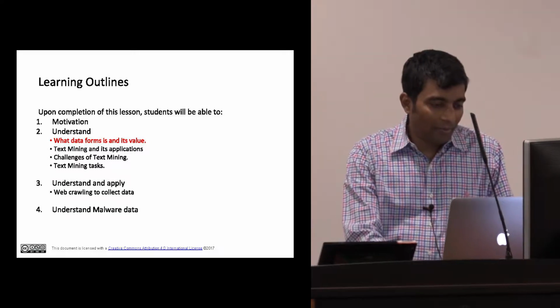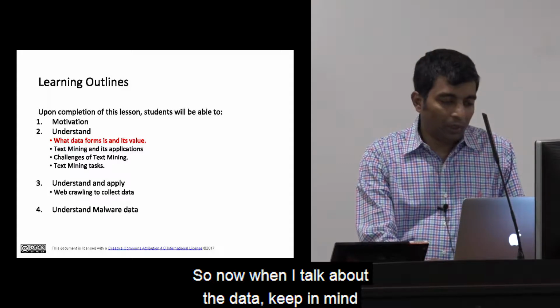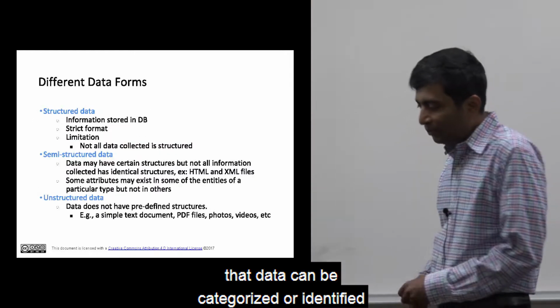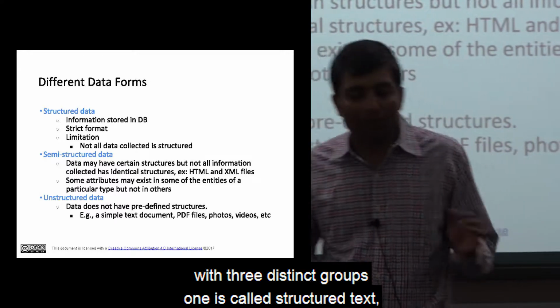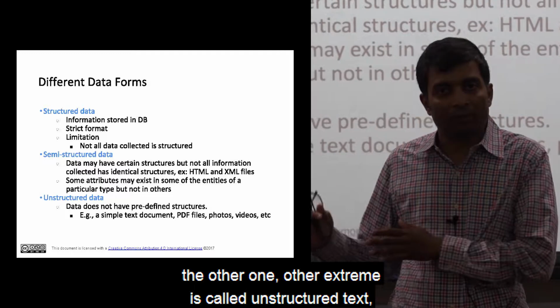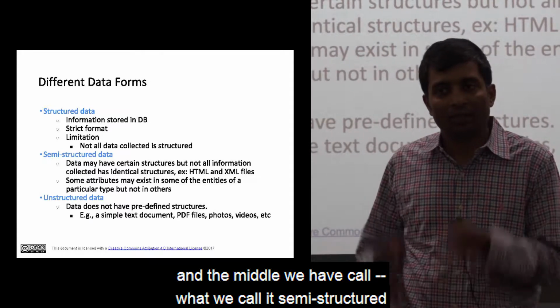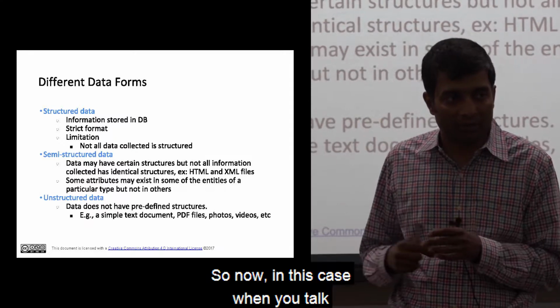Okay, so now when I talk about the data, keep in mind that data can be categorized into three distinct groups. One is called structured text, the other extreme is called unstructured text, and in the middle we have what we call semi-structured data, or semi-structured text.